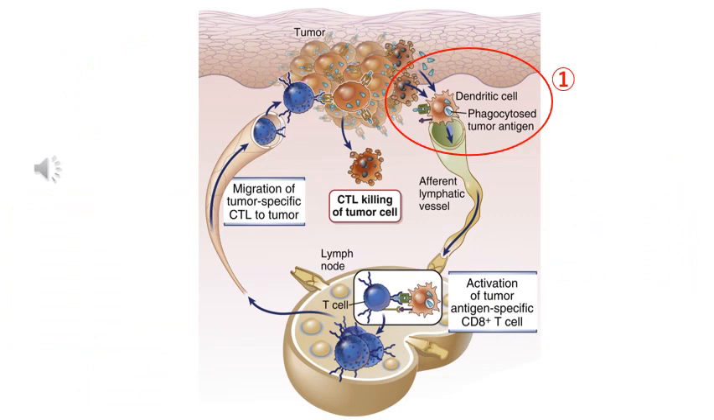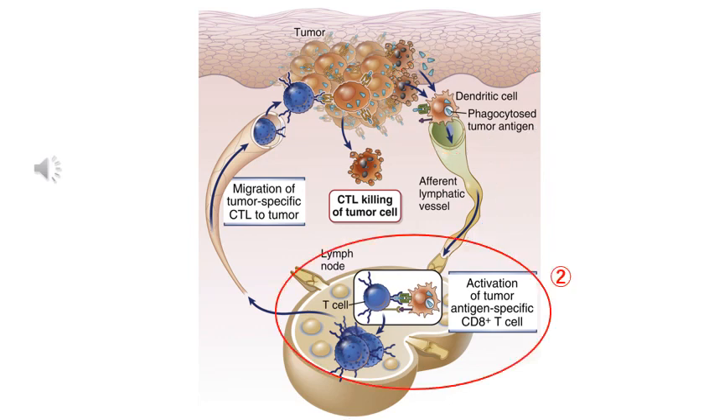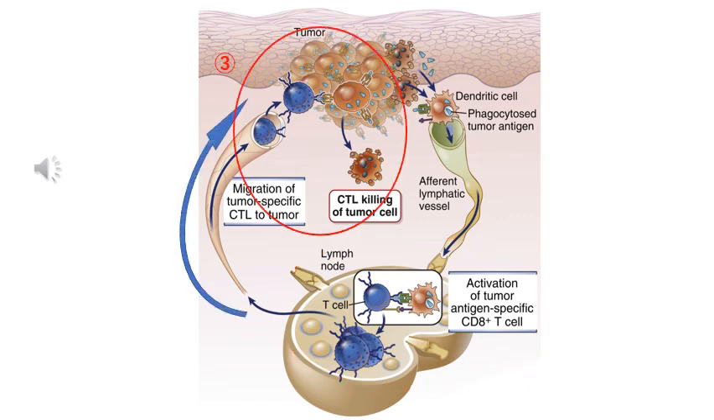At the site of a tumor, DCs can ingest tumor cells or their protein antigens and carry the tumor antigens to lymphoid organs through lymphatic vessels. In lymph nodes, the DCs display tumor peptides on MHC class 1 along with costimulatory molecules to naive CD8 positive T cells, and stimulated T cells differentiate into tumor-specific CD8 positive T cells. These tumor-specific CTLs migrate to tumor sites and kill tumor cells.